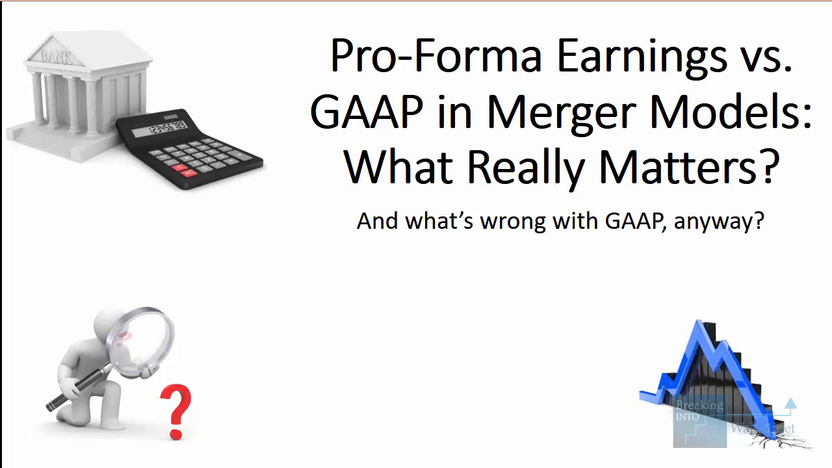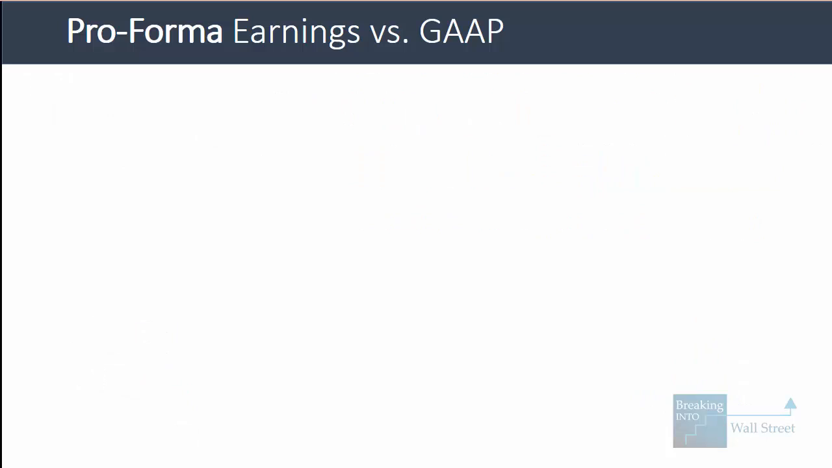This time around, we're going to be looking at this concept of pro forma earnings versus GAAP or IFRS compliant earnings in merger models. Look at what they mean, what the difference is, and when you should use which of these metrics. The question that we're answering here came in the other day, and it's the following.